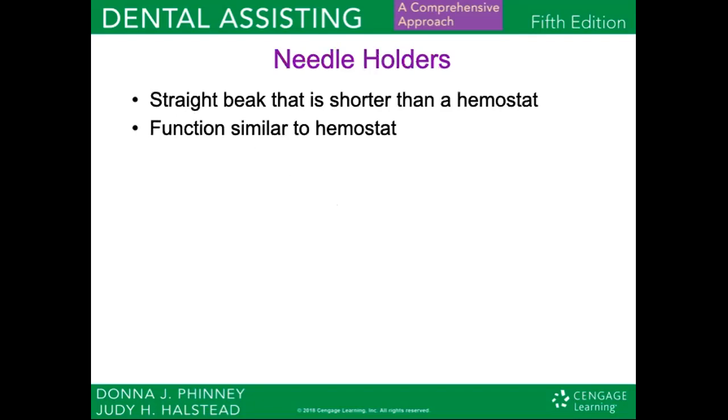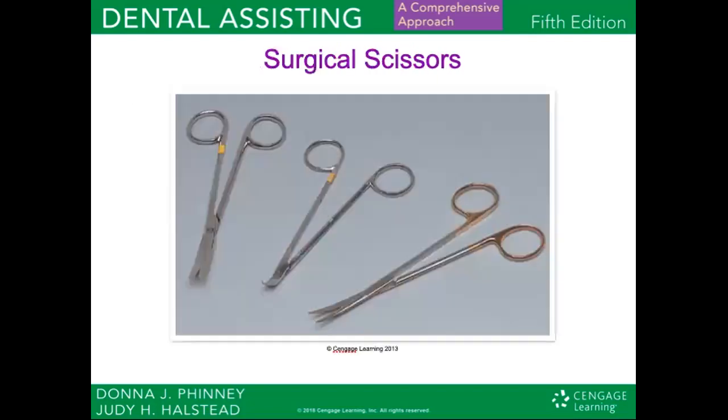The needle holder is a type of forceps with a straight beak that is shorter than a hemostat. They are also available in various sizes. Surgical scissors are used to cut sutures and to trim soft tissue. They come in various shapes and sizes. They should only be used for surgical procedures to maintain their sharp edges.